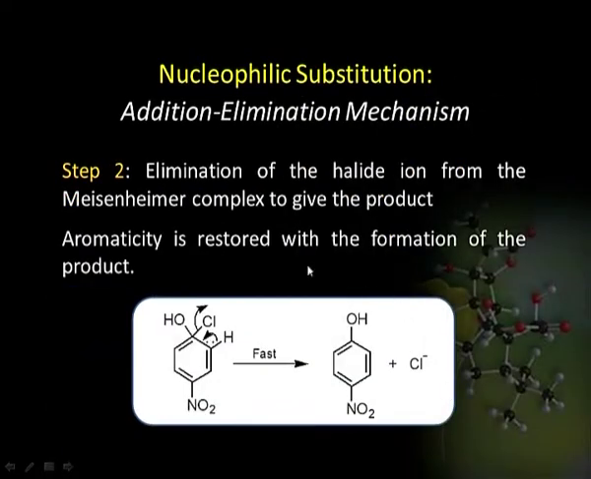In the second step of this mechanism, elimination of the halide ion from the Meisenheimer complex takes place and the product results. At this stage, the aromaticity which was lost in the previous step is also restored and we get hydroxy substituted nitrobenzene.